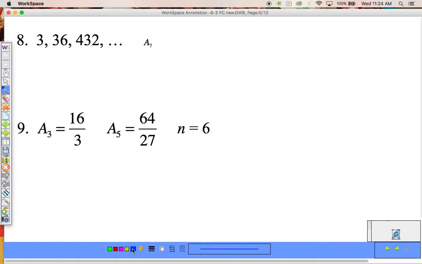All right, so for number 8, we're finding the 7th term. So we're going to take a sub n equals a sub 1 times r raised to the n minus 1, where I'm looking for the 7th term. My first term is 3. My ratio, if I do a little bit of math, I'm multiplying by 6 raised to the 7 minus 1. So I did 36, no, not 6, let's back that up, I made a mistake. This could be 12. 36 divided by 3 is 12, 432 divided by 36 is 12.